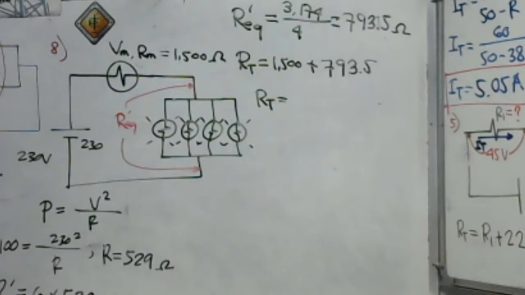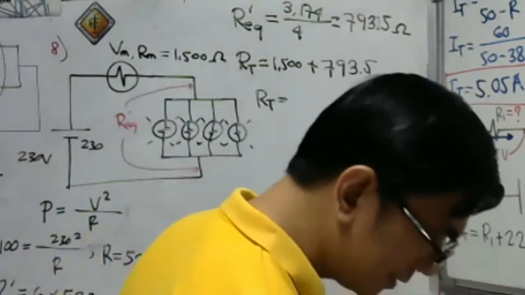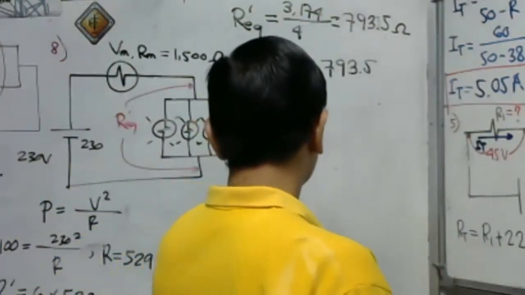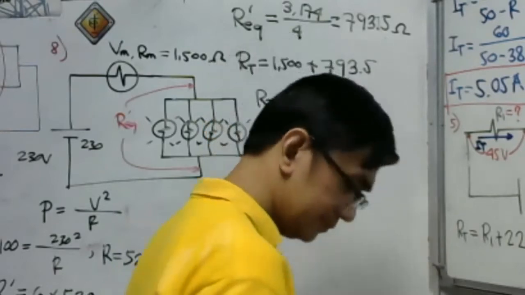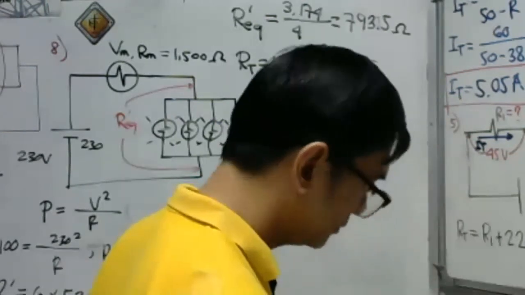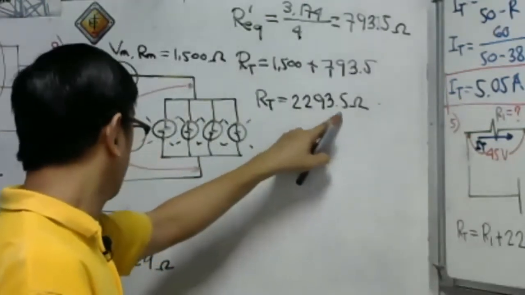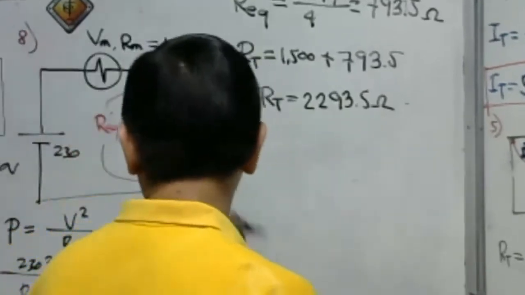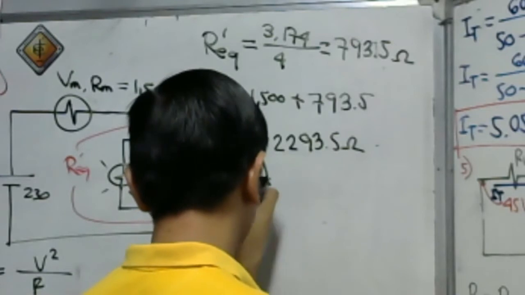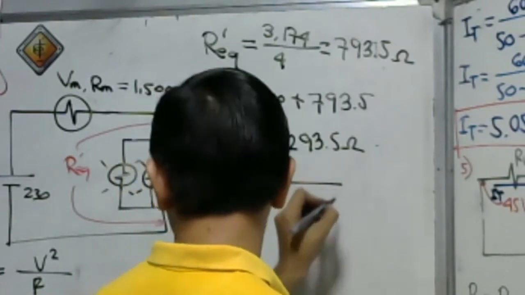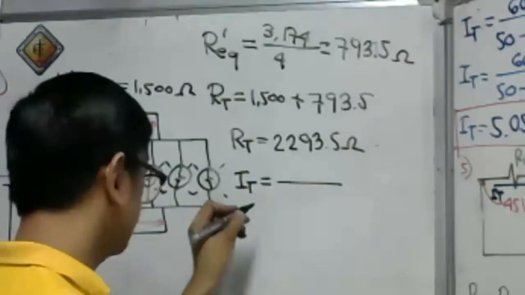So our total resistance would be 1500 plus 793.5. So the answer is 2293.5 ohms. This is our total resistance. We can get now the total current. The total current would be the total voltage, which is 230 volts.